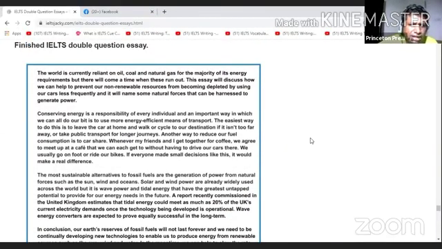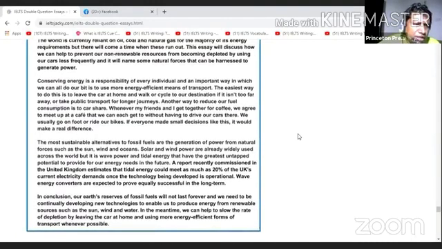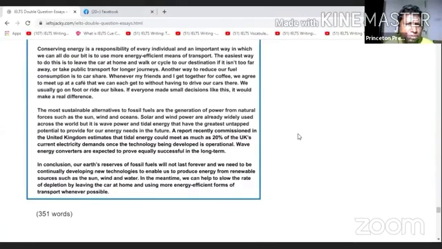The world is currently reliant on oil, coal, and natural gas for the majority of its energy requirements, but there will come a time when these run out. This essay will discuss how we can help to prevent our non-renewable resources from becoming depleted by using our cars less frequently, and it will name some natural forces that can be harnessed to generate power. Conserving energy is the responsibility of every individual. This is the topic sentence of the first paragraph. An important way in which we can all do our bit is to use more energy efficient means of transport. Now we are explaining.